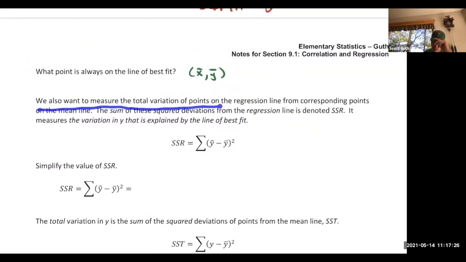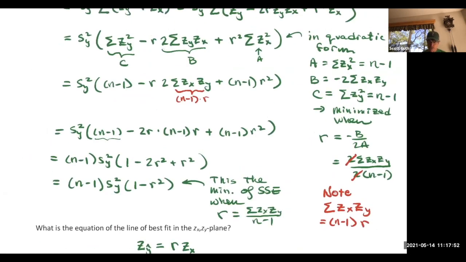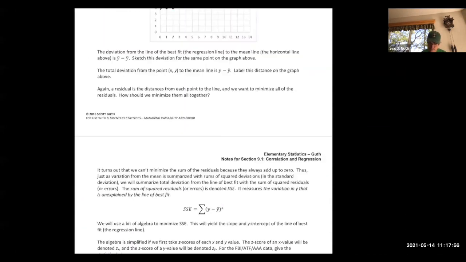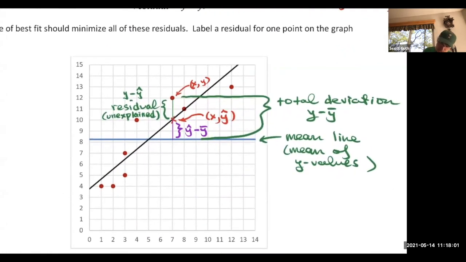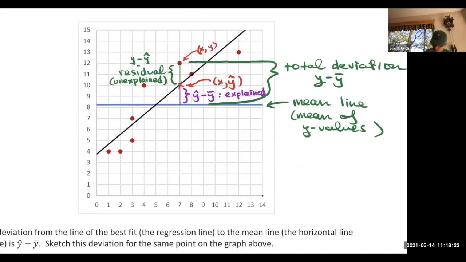We also want to measure total variation of points on the regression line from corresponding points on the mean line. The sum of squared deviations from the regression line is denoted SSR. We just call it sum of squares regression. Okay, so the sum of these squared deviations is SSR. It measures variation in Y that's explained by the line of best fit. So let me go back to our original graph. Not that one, this one, okay. The purple deviation that I put in there is the explained part. We're saying that every point deviates from the mean in this data set. Some of the deviations are explained by the explanatory variable. So remember, X is the variable that's used to predict Y. That's the explanatory variable.